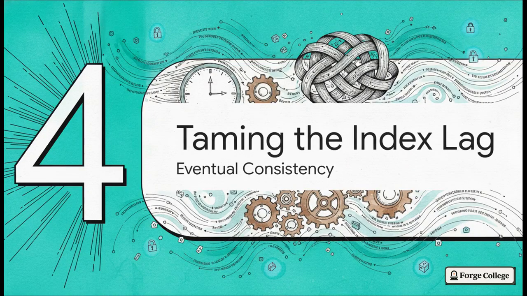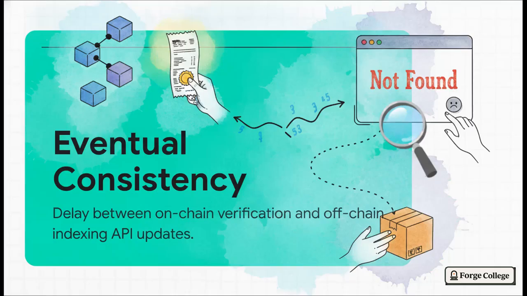Section 4. Taming the index lag, handling eventual consistency. As you take more advanced Web3 courses with us at Forge College, you'll start to realize something. Blockchain transaction speed is truly amazing, but it brings us to a very tricky UX challenge: eventual consistency. Basically, this is the inevitable delay between a transaction being verified on-chain and that state actually updating in the off-chain indexing API. Think of it exactly like buying a package online.